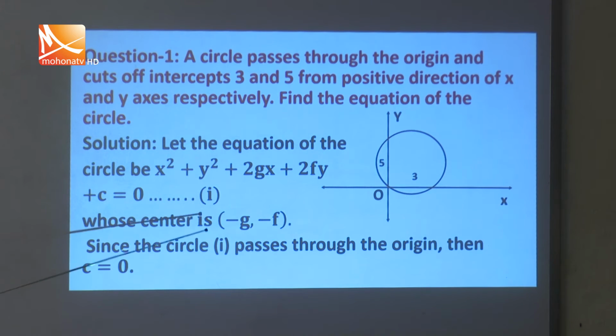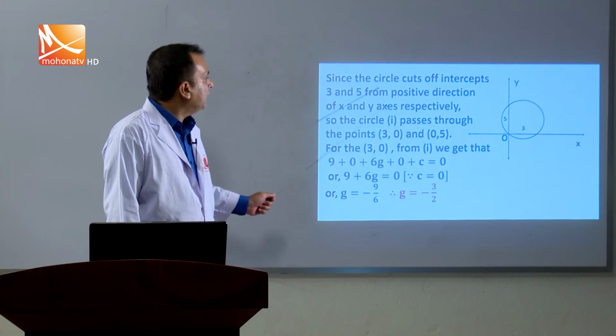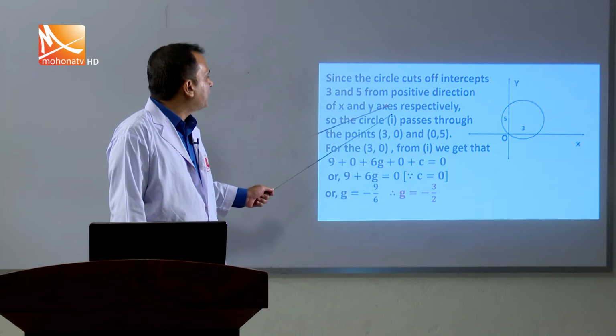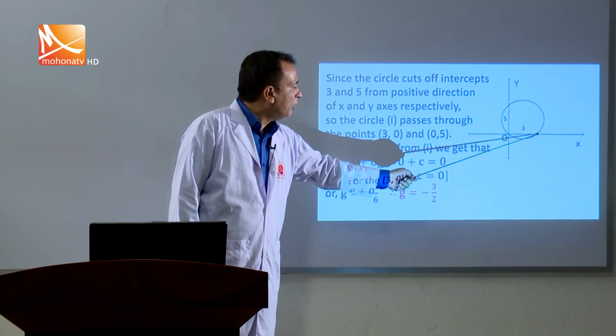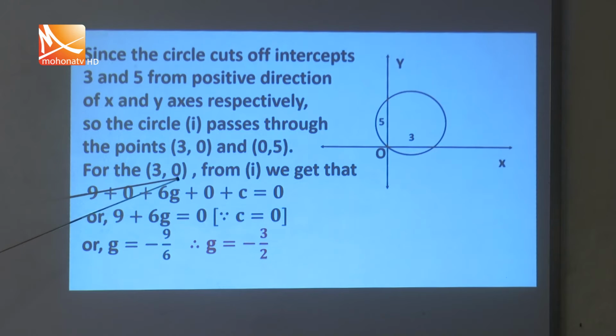Since circle 1 passes through the origin, we get the relation c equals 0. We have already learned this. Next, since the circle cuts off intercepts 3 and 5 from the positive directions of the x and y axes respectively, we can say that circle 1 passes through the points (3, 0) and (0, 5). For the point (3, 0), from equation 1, which was x square plus y square plus 2gx plus 2fy plus c equals 0.